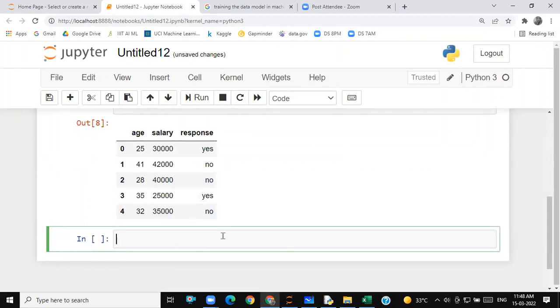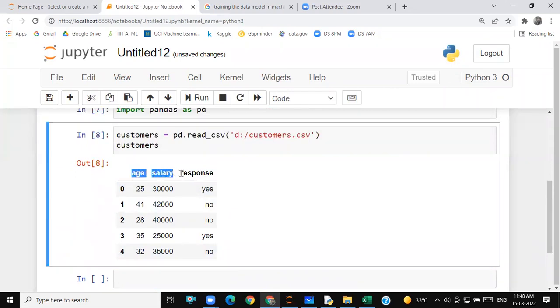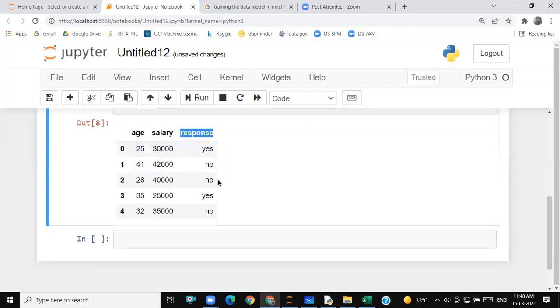It's a very popular algorithm. Because our data is a very small data set, I want to make the system study the data. Based on the age and the salary, can you find out what the response is? Please study them. Based on that, can you tell me who will respond and who does not respond?